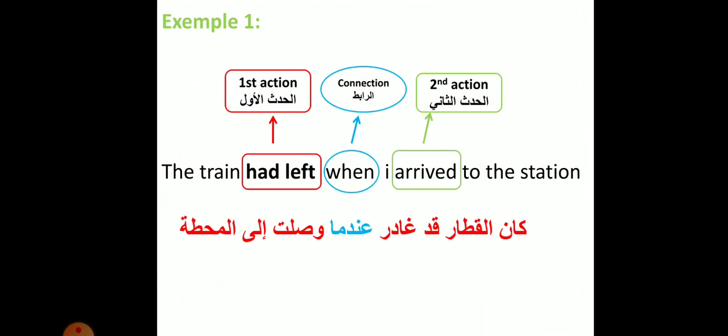So, the train had left, the first action, is conjugated in the past perfect. When I arrived is the second action, it is conjugated in the past simple. Okay? The train had left is the past of the past. Okay? So the train had left when I arrived to the station.